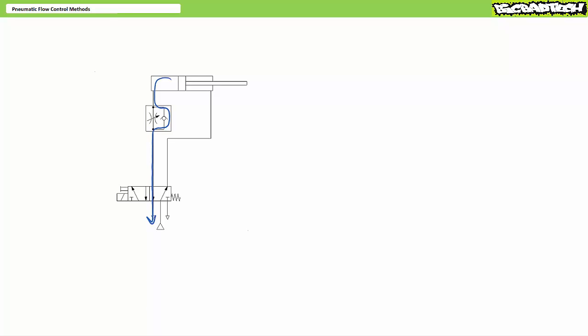In conclusion, this lecture took a look at pneumatic flow control methods, including meter-in extension, meter-out extension, meter-in retraction, and meter-out retraction. Additionally, we examined applications of these methods and discussed scenarios appropriate for and inappropriate for their use. Remember to review these concepts as often as you need to really drive it home. Imagine how well lab will go if you know what you're doing.